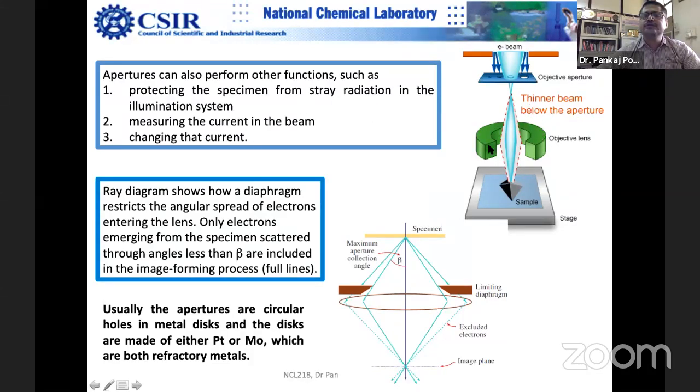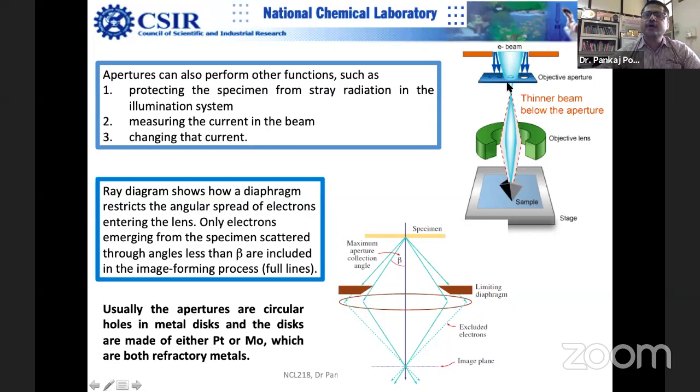Again, you can see this is an objective lens, this is your sample, and these are your objective apertures of different sizes. Usually this is a metal plate with holes of various dimensions. As I mentioned, it is either platinum or molybdenum, which are both refractory metals. What do we mean by refractory metals? Their melting point is higher than other metals. So you can select different sizes of apertures here, and the electron beam passes through from there.